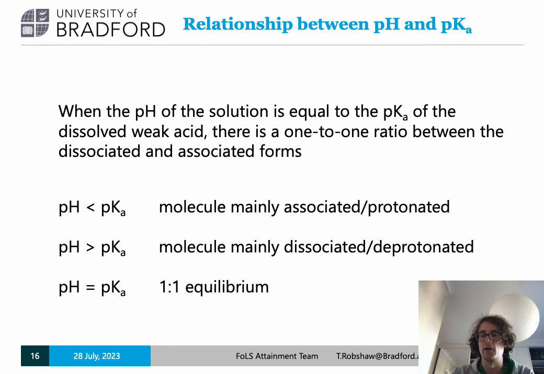Another very important relationship is as follows. This is between the pH of solution and the pKa of a weak acid. When pH of solution is equal to pKa of acid, the ratio between the associated and dissociated forms of the acid is exactly 1:1. There are equal quantities of the associated form and the dissociated form, the protonated form and the deprotonated form. So when the pH of the solution is below the relevant pKa of a given molecule, that molecule is going to be mainly associated or protonated. When the pH is above the pKa, it will be mainly dissociated or deprotonated. This is a really important concept and often forms the basis of exam questions. So make sure you are clear in your head about all of these relationships.